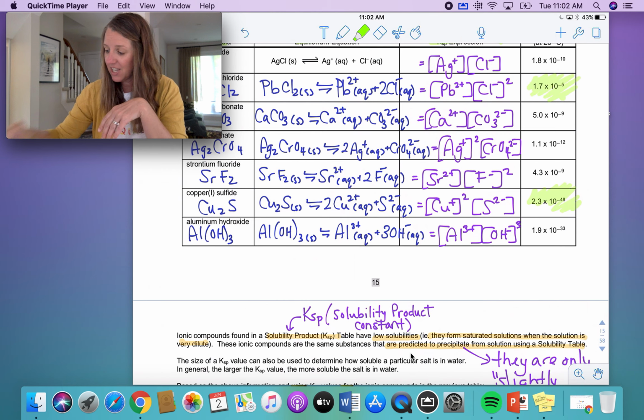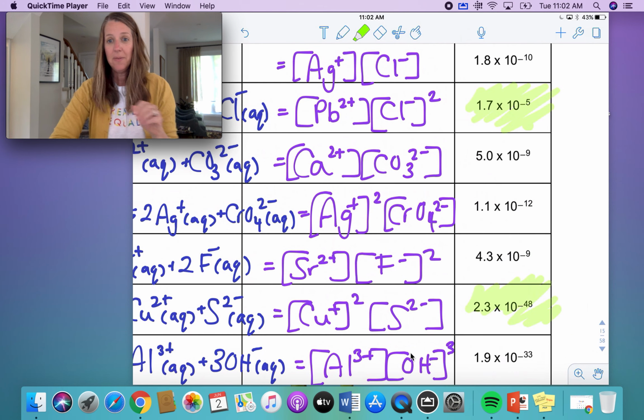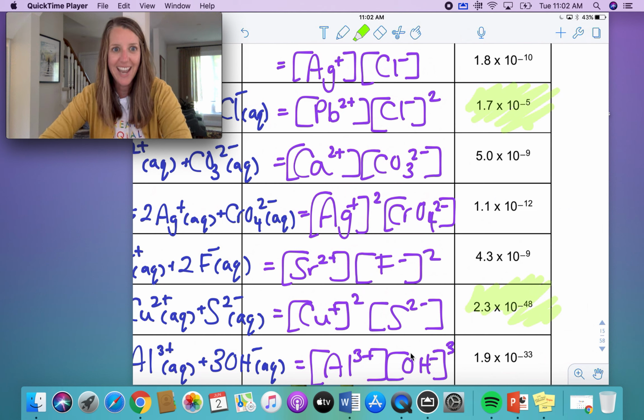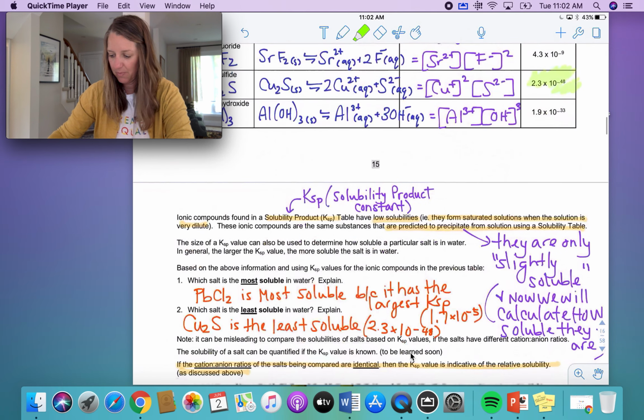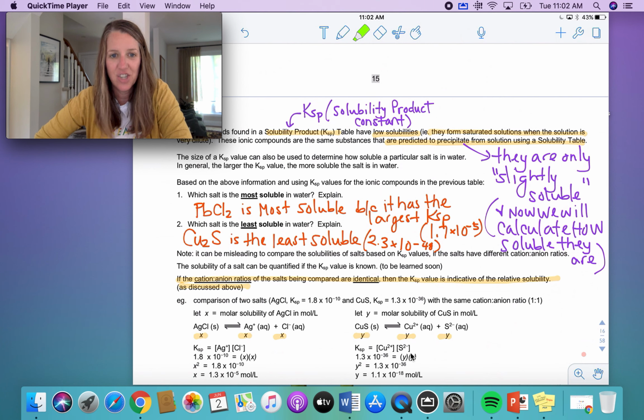So if you're comparing these two values, just remember the fact that 10 to the negative 5 is a much bigger number than 10 to the minus 48. That is teeny tiny, right? So which one is more soluble? If you're comparing those two, which are both very slightly soluble, then you can figure out that your PbCl2 is most soluble. Why? Because it has a larger KSP.